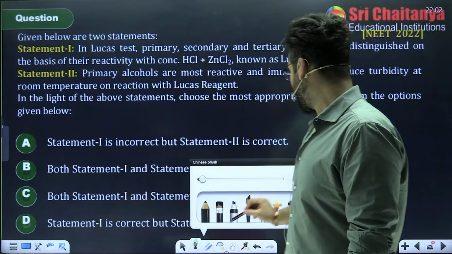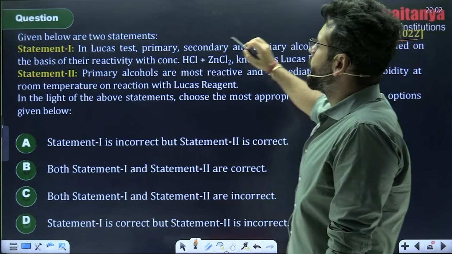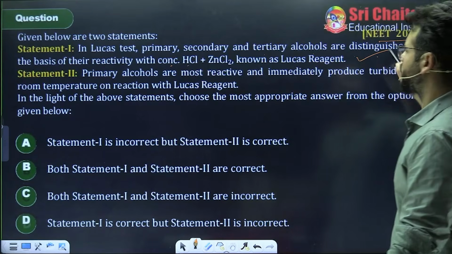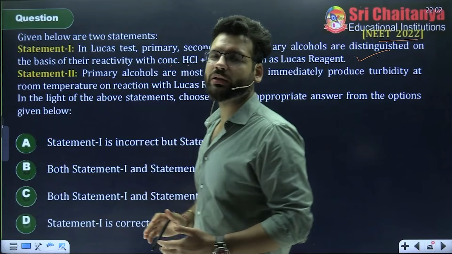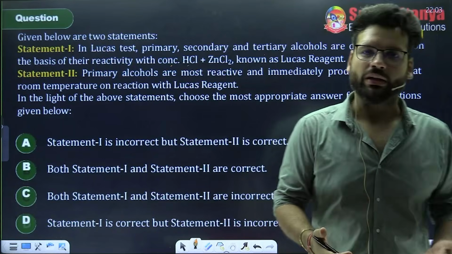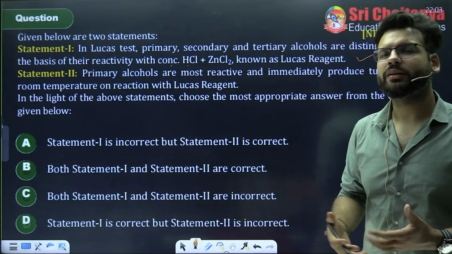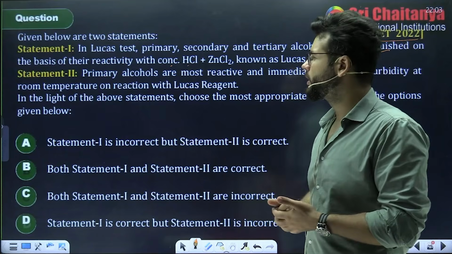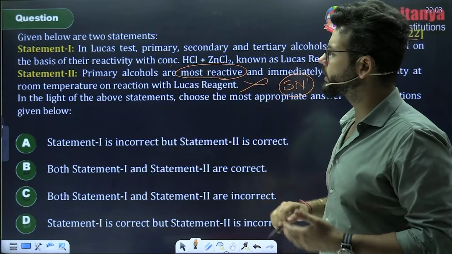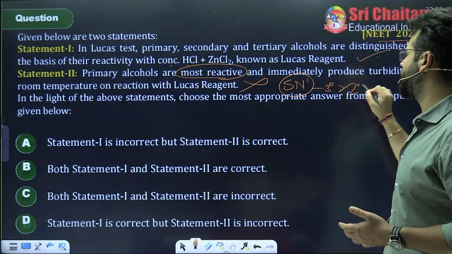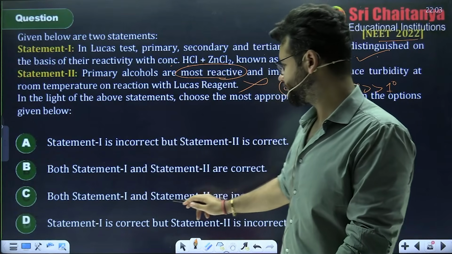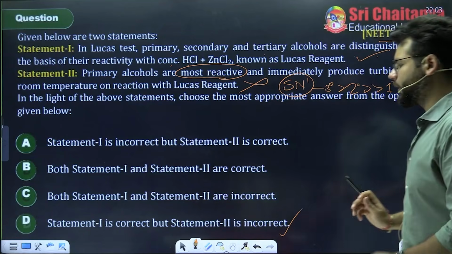Next one says, in Lucas test, it's a NEET 22 question, primary, secondary, tertiary alcohols are distinguished on the basis of their reactivity with HCl, ZnCl2 known as Lucas reagent. Absolutely correct. Tertiary alcohols give you immediate turbidity because they produce tertiary alkyl halides within a few seconds. Secondary give you turbidity after 5 minutes and primary require heating for the reaction. Primary are most reactive, not at all. It's a wrong statement. It's an SN1 mechanism for tertiary. So tertiary are most reactive, then secondary, and primary are least reactive. So statement 1 is correct, but 2 is incorrect.